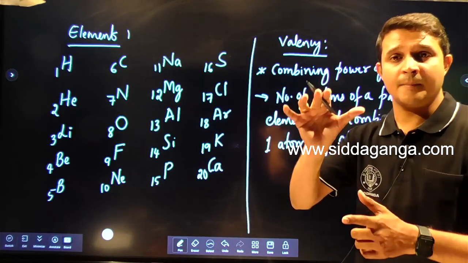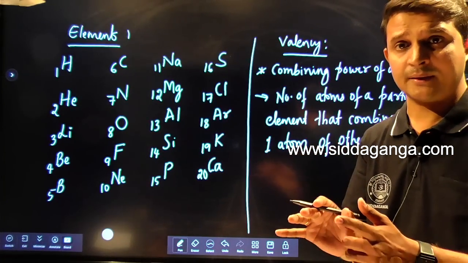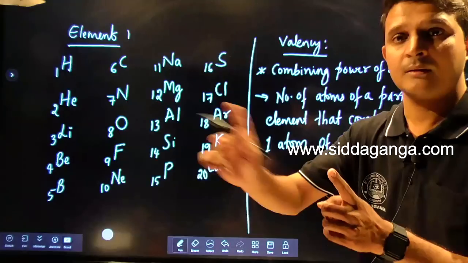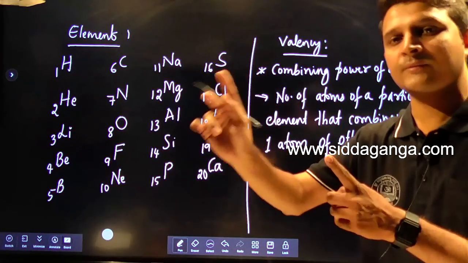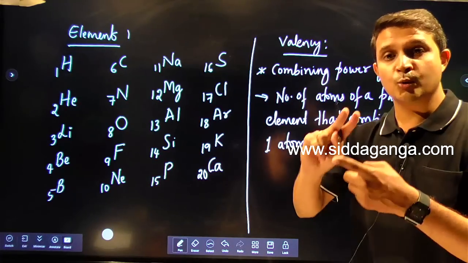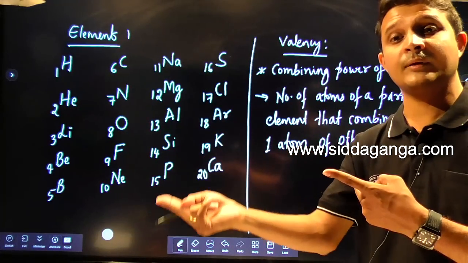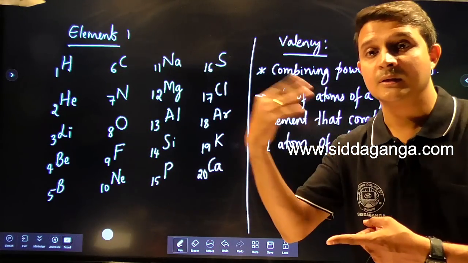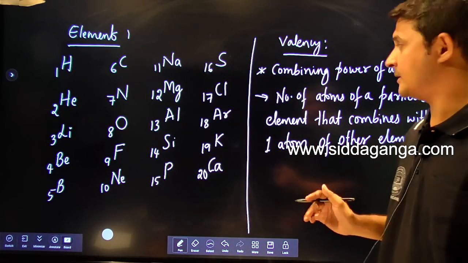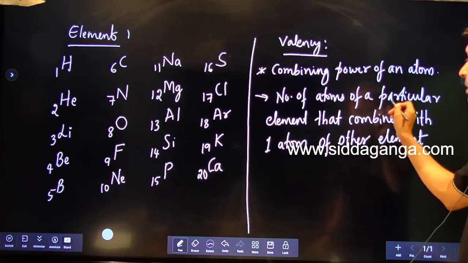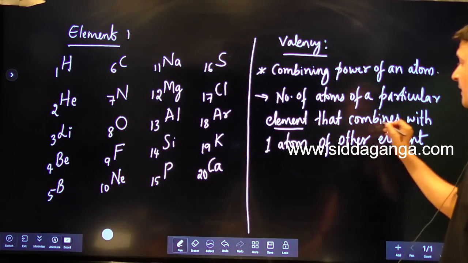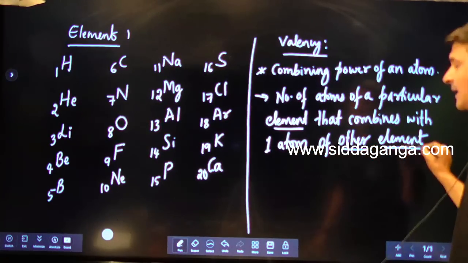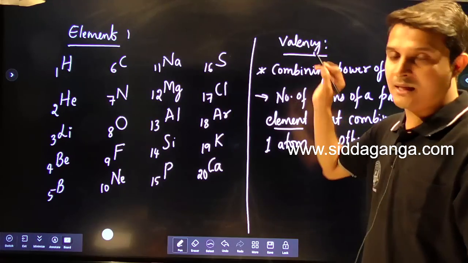One atom of a particular element, it can combine with other atom. So one atom can combine with one atom of the other element, or 2 atom of one element can combine with one atom of other element, or 3 atom can combine with how many? 1 atom of other element. So number of atoms of a particular element that combines with one atom of other element. So that indicates the valency.